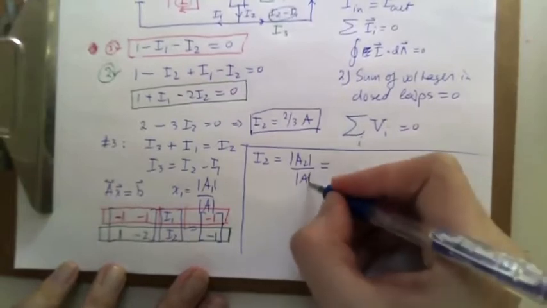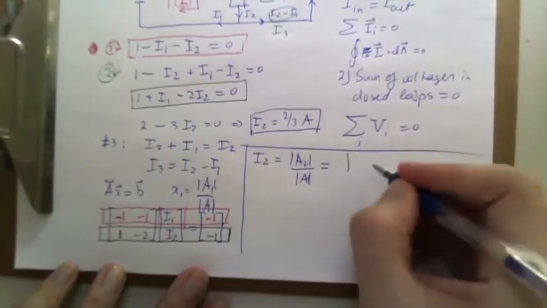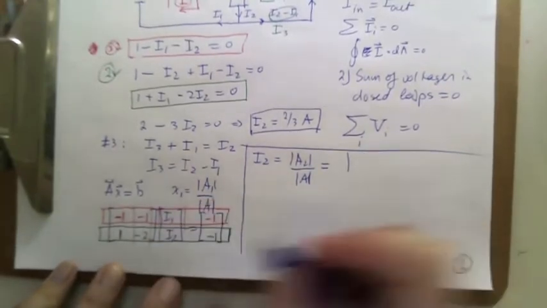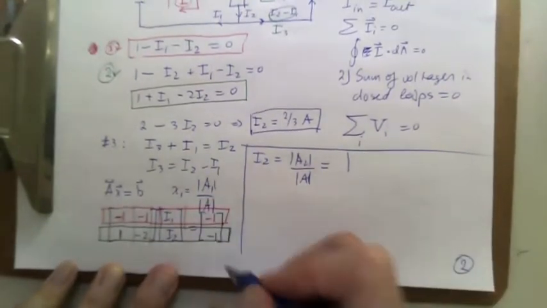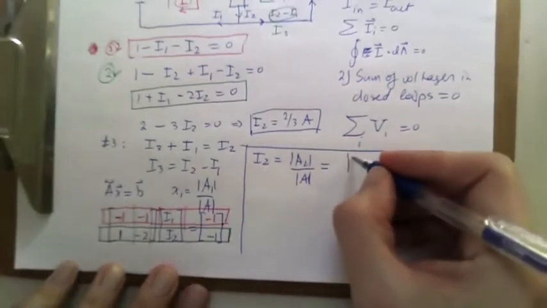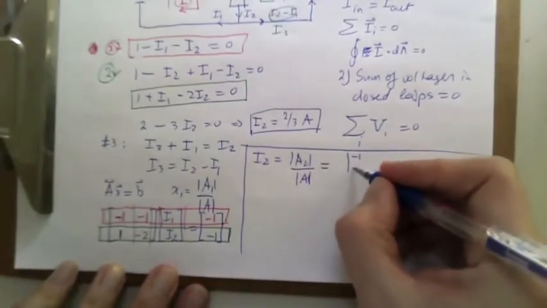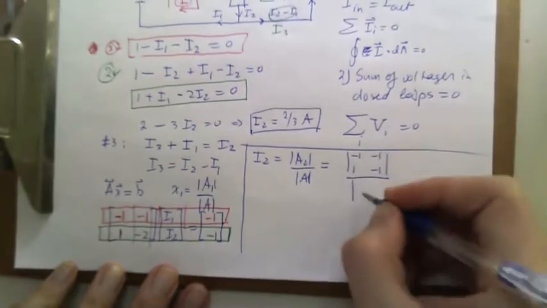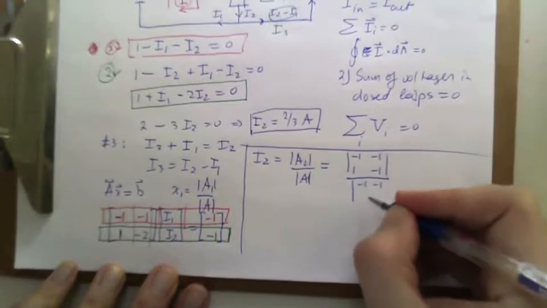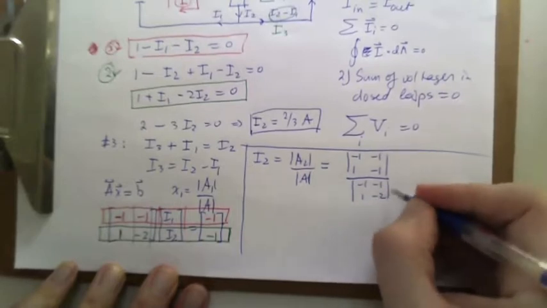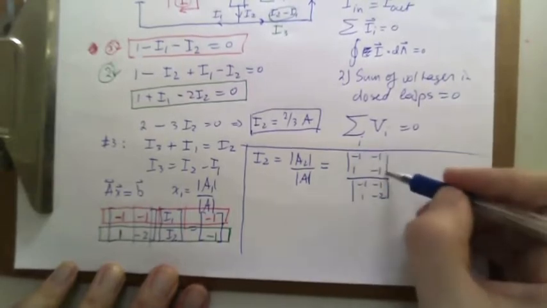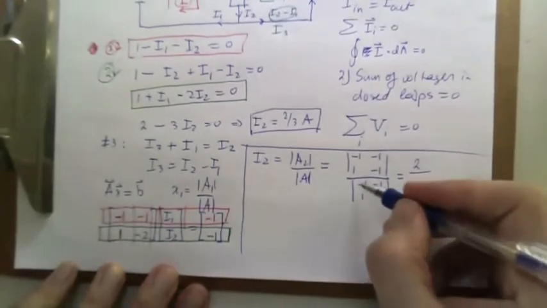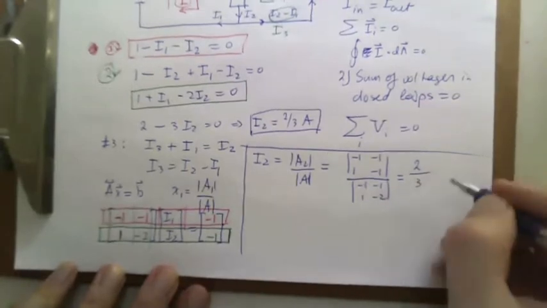Okay, that's the determinant of A2, where we take the second column, that's this one, and we replace that with the entries on here. So that becomes the determinant of minus 1, 1, minus 1, minus 1, divided by the determinant of minus 1, minus 1, 1, minus 2. All right, so that's 1, that's 2, and then this is 2, 3.